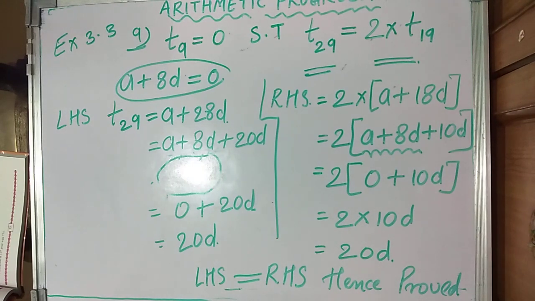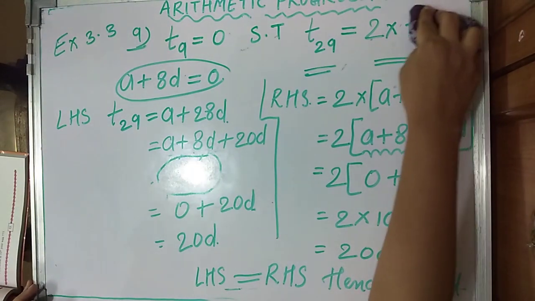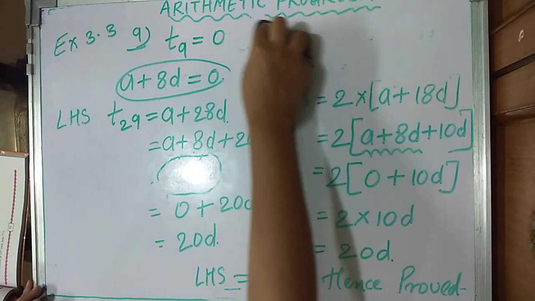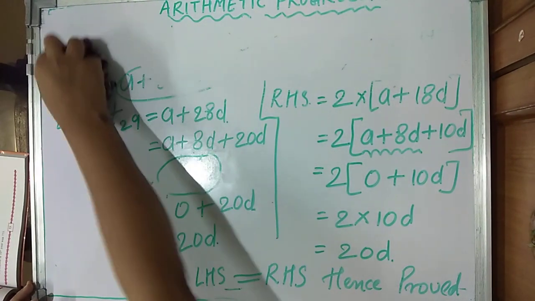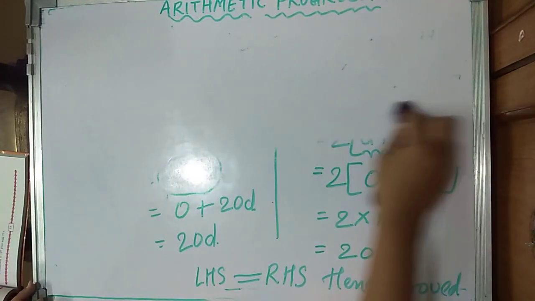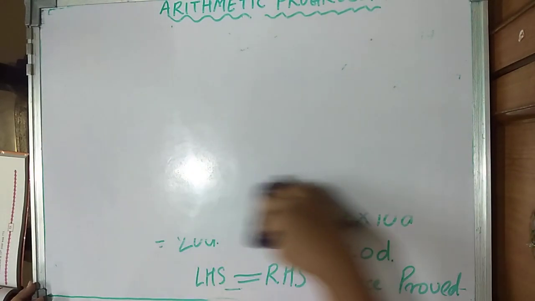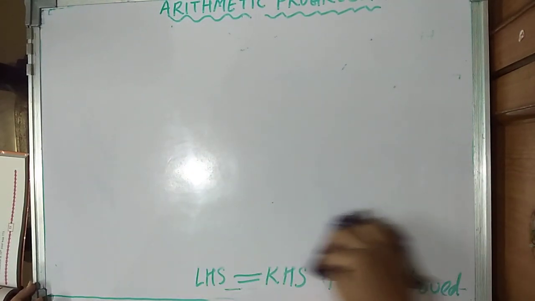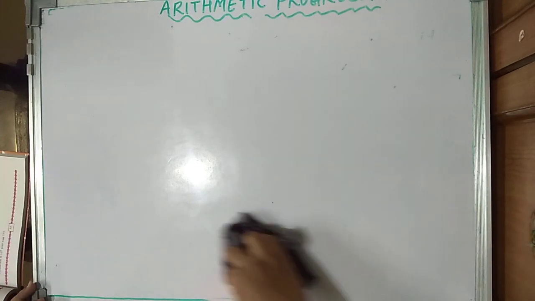This was an easy sum. I hope many of the children must have got the answer before me solving. Let's go to exercise 3.4. Now exercise 3.4 is having application of arithmetic progression. Application of arithmetic progression means whenever you learn a concept and utilize that concept in solving some sums or in solving some alphabetical sums, we call it application of that concept. So now we are going to learn some statement sums based on arithmetic progression.